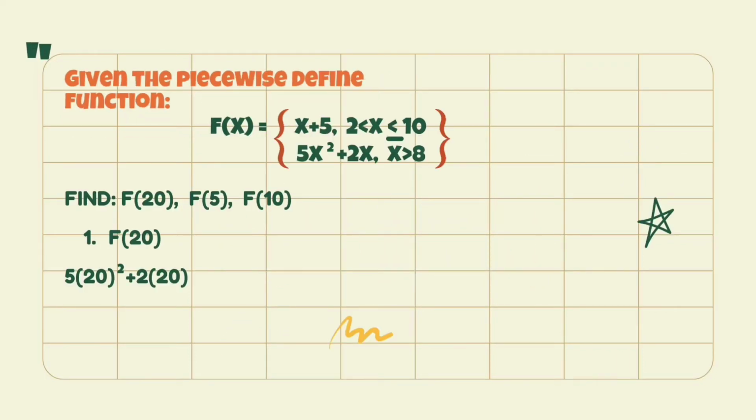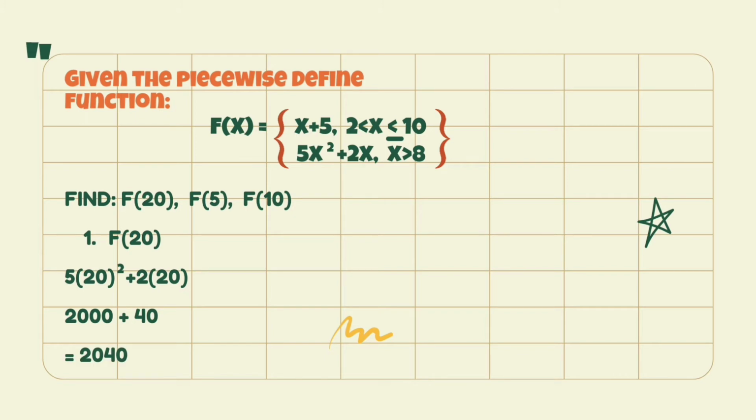So, to further understand the concept of a piecewise function, let us answer the following examples. Find the following: f of 20, f of 5, and f of 10. Which of the functions should we apply to obtain f of 20? As you can see, 20 is bigger than 8, which means gagamitin natin ang function na ito, which is 5x squared plus 2x. With that, substitute the value of 20, which results in 5 times 20 squared plus 2 times 20. Complete the procedure, which gives our final answer, 2040.